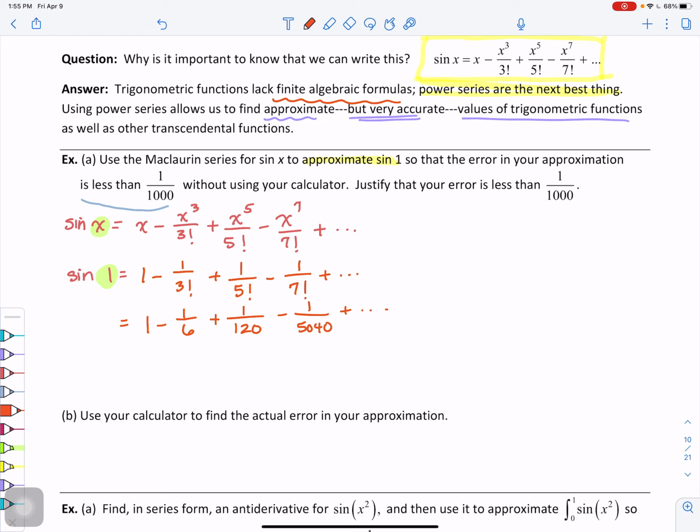If we want our error to be less than 1 over 1,000, that's this term. So that will be the bound on our error. So we will cut our approximation off right there. So we can say that the sine of 1 is about equal to 1 minus 1/6 plus 1 over 120. Now, we justified it without our calculator right here. Here was our justification.